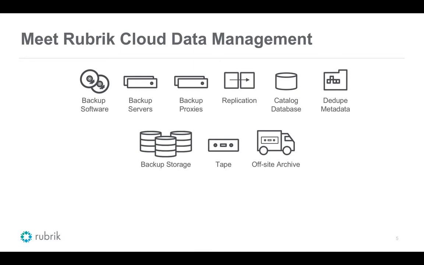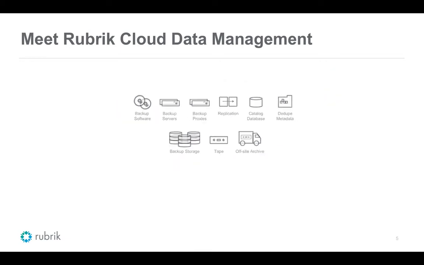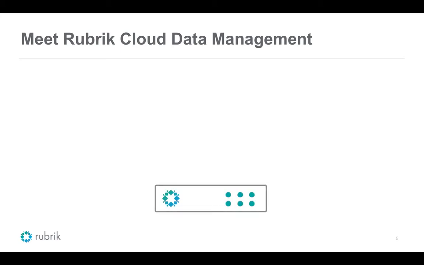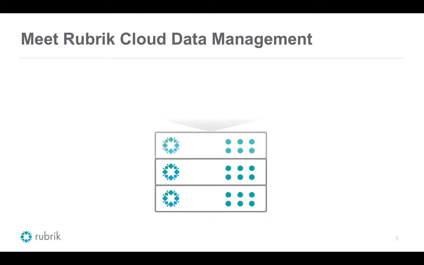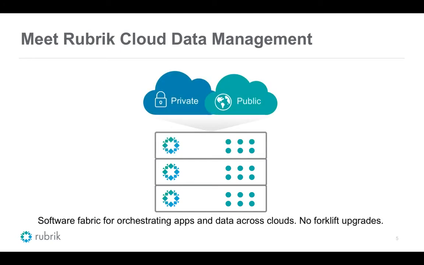Rubrik converges backup software, replication, catalog databases, deduplicated storage, and more into a single software fabric. And that single software fabric can be easily deployed as a plug-and-play appliance, a software appliance, or in the cloud. It really removes that complex or bloated architecture that's reminiscent of legacy data protection systems, whether it's running on premises or in the cloud.